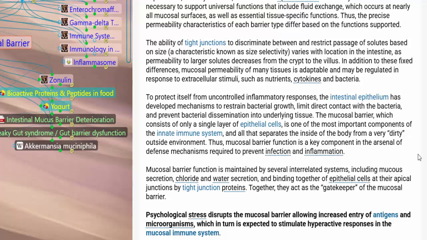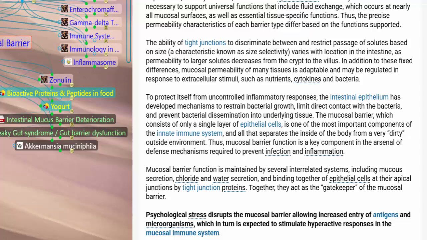The mucosal barrier function is maintained by several interrelated systems, including mucus secretion, chloride and water secretion, and that's going to be more down in the colon, and binding together of epithelial cells at their apical junctions. Remember, the epithelial cells are polar, meaning there's a top and a bottom. Apical means the top. That's the part that's sticking into the lumen. So those are bound up there at the top by tight junction proteins. And together they act as a gatekeeper of the mucosal barrier.